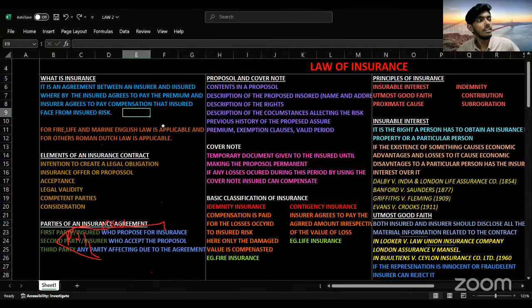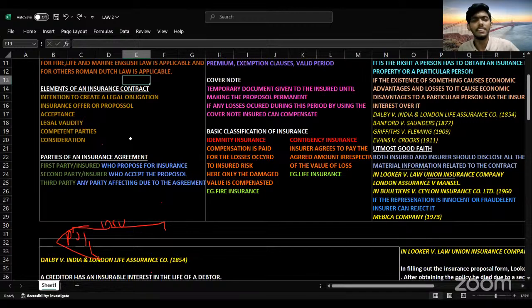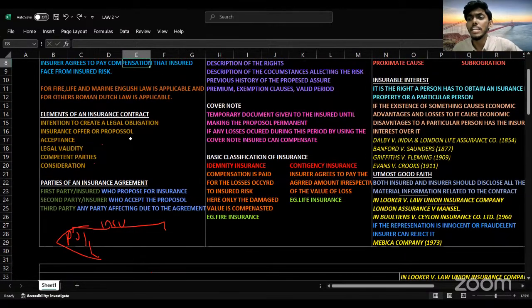If fire insurance property is damaged due to a tsunami, I can't obtain compensation for that. That's a different story. There was an interesting point where they were explaining fire, life, marine. You know what fire insurance is, right? When it comes to fire insurance, it's an interesting thing.